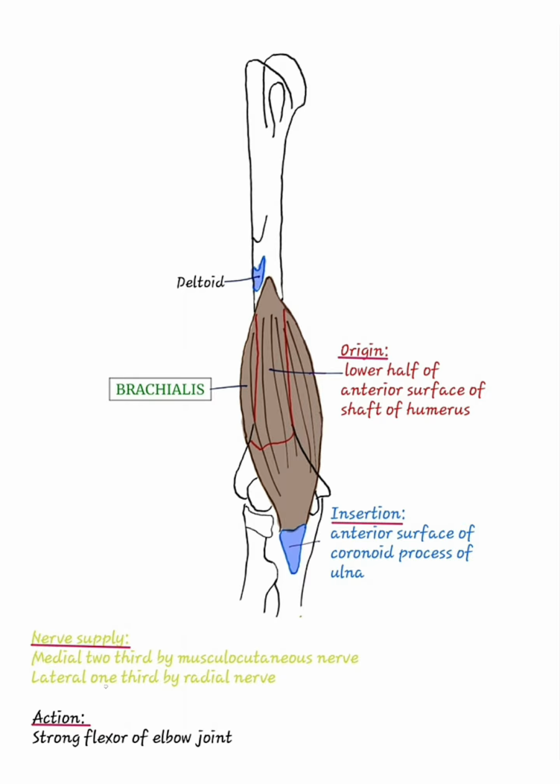Nerve supply: the medial two-thirds is supplied by the musculocutaneous nerve, and the lateral one-third by the radial nerve. Action: strong flexor of the elbow joint. It is often called the workhorse of the elbow joint.